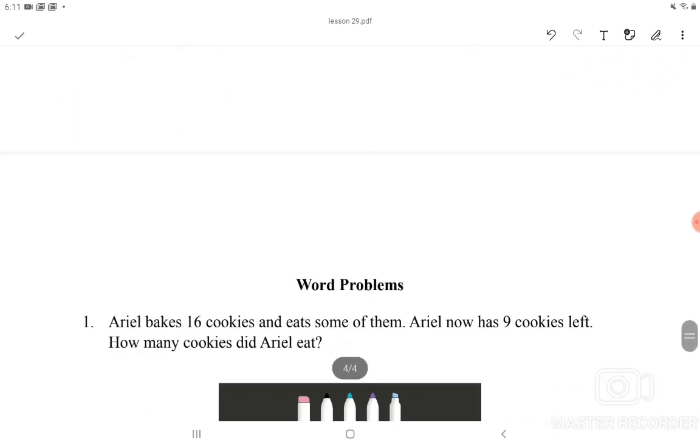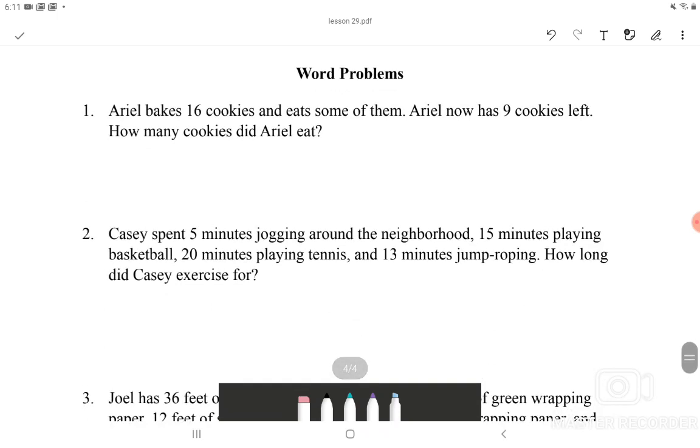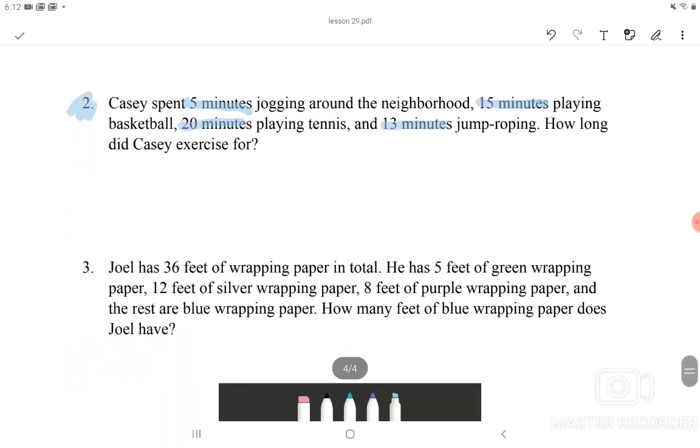Moving on to the next section, it is our last section, and it's about word problems. I'll be doing number 2. Casey spent 5 minutes jogging around the neighborhood, 15 minutes playing basketball, 20 minutes playing tennis, and 13 minutes jump roping. How long did Casey exercise for? So we have to get the total amount of time she exercised. So we're going to use addition, and we will add 5, 15, 20, and 13.